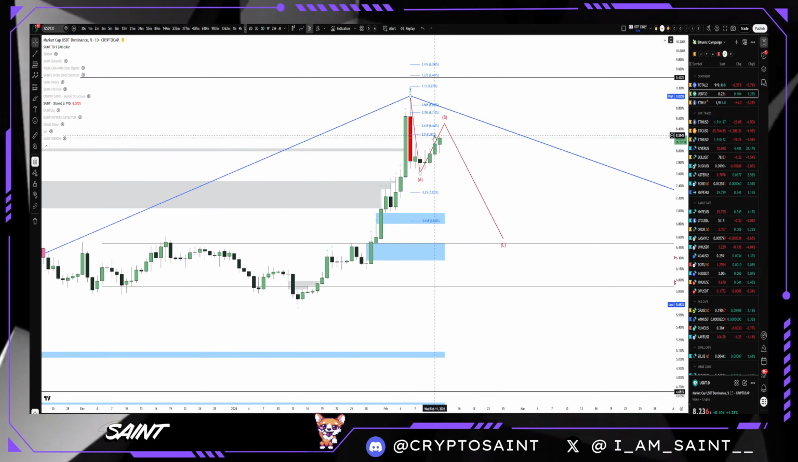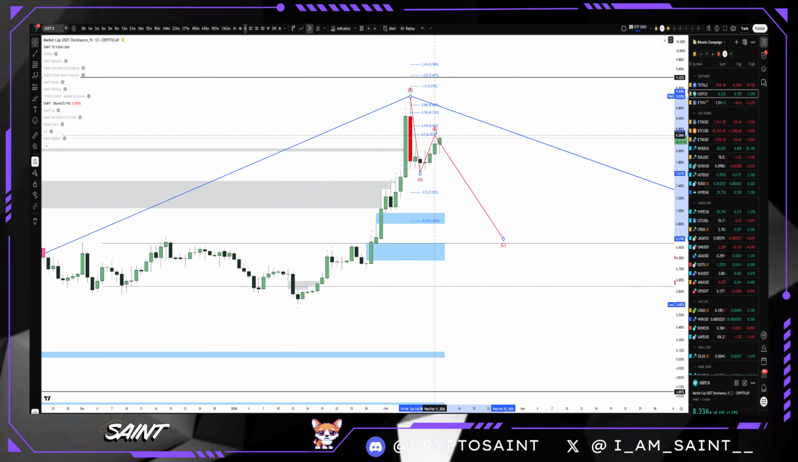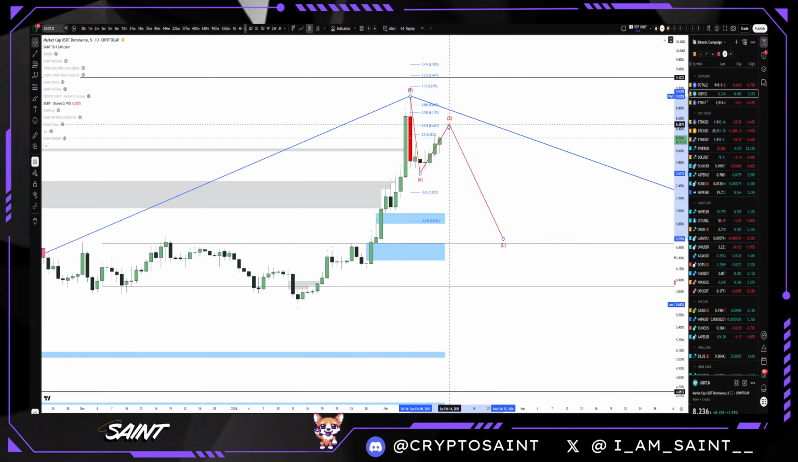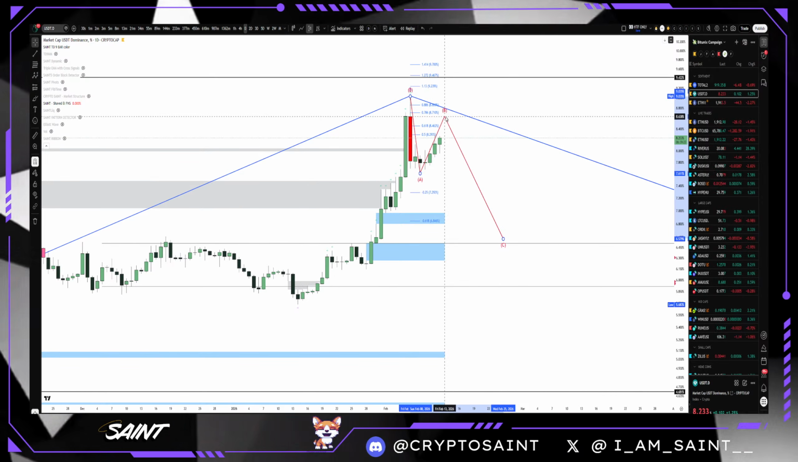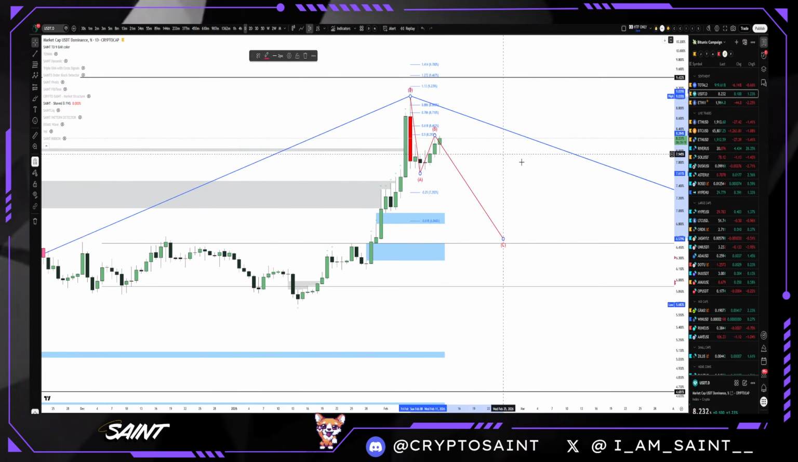We tapped into 0.5 once already, right here. If it decides to go higher, this is the next level for USDT, which would push ETH a little bit lower. Next level, next level. In a perfect world.